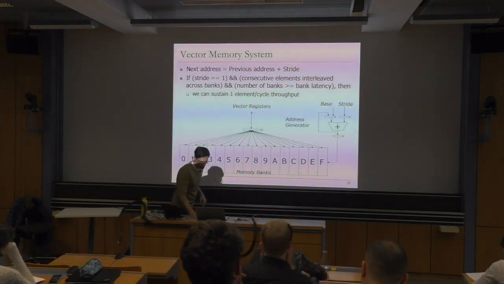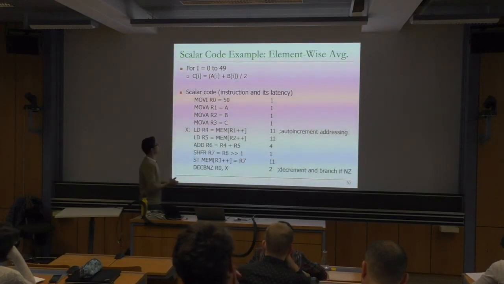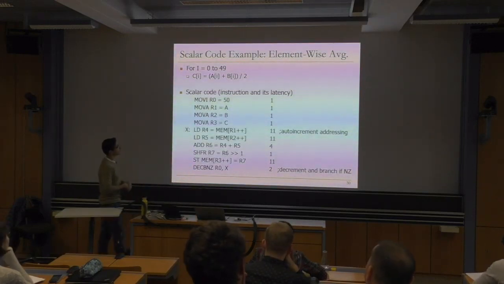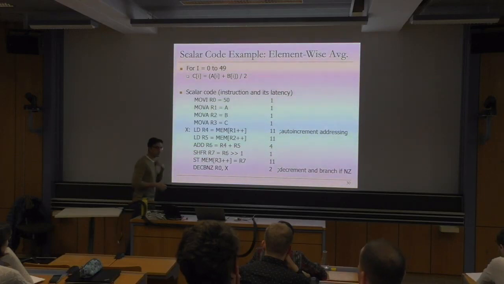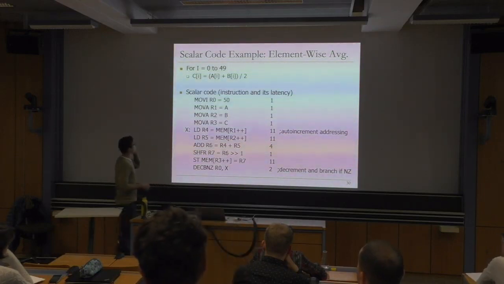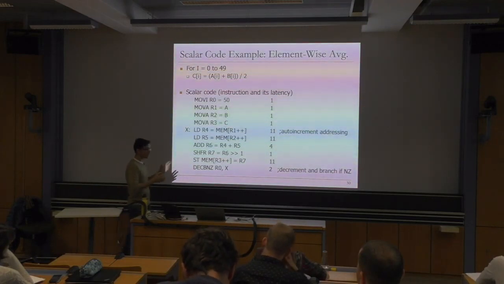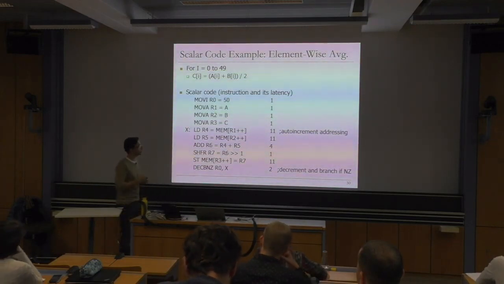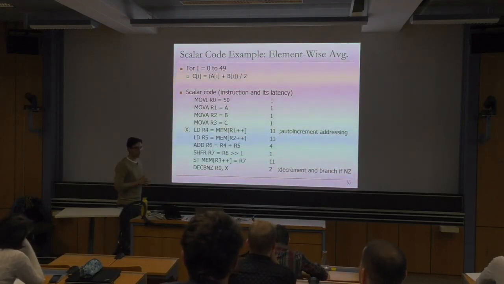Okay, let's take a look at a good example here. It's element-wise average, right? You remember that code that we have seen before, from i equals 0 to 3041. We are going to calculate the element-wise average of the elements of two arrays A and B, and we store the result in array C.